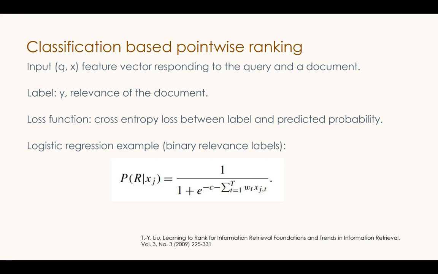Then it becomes a multi-class classification problem. The loss function usually for a classification problem is the cross entropy loss between the label and the predicted probability. I give one example here for logistic regression. In the binary case, this is the logistic function. This is how we model this probability.